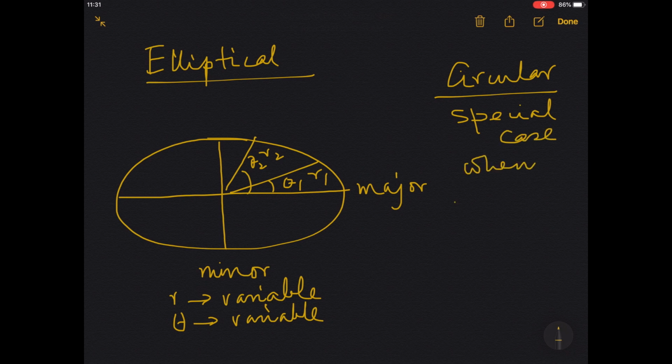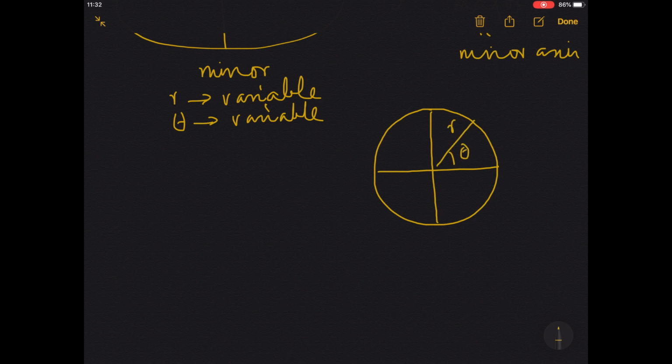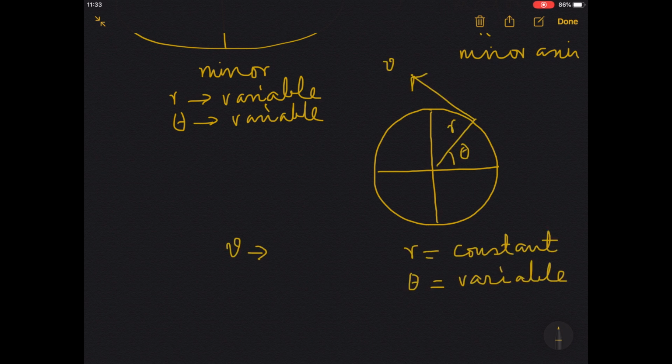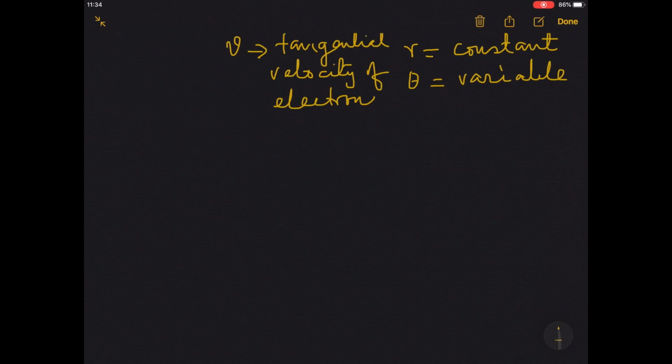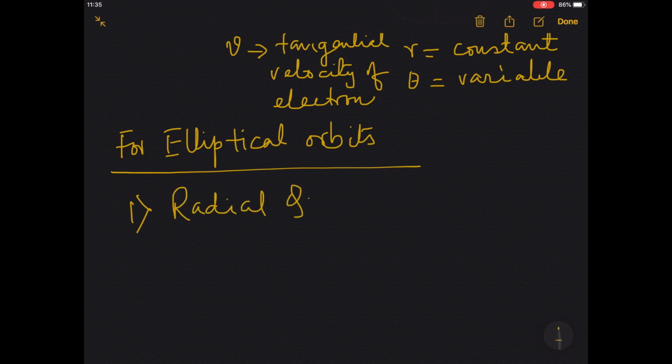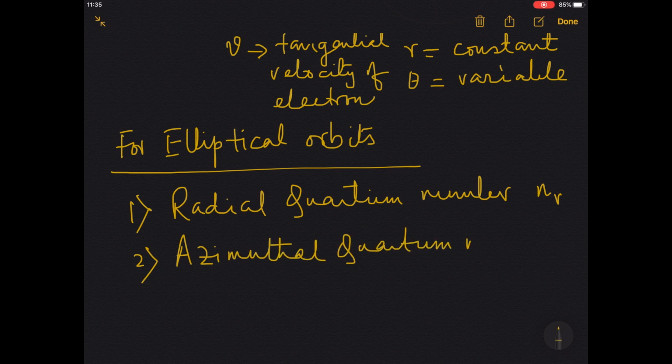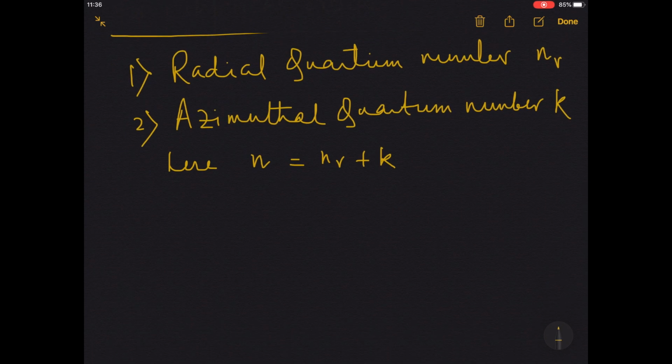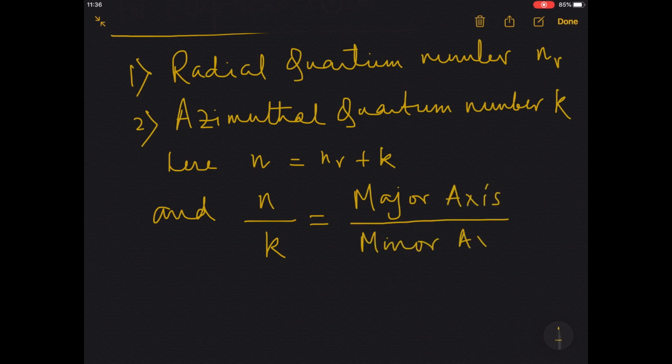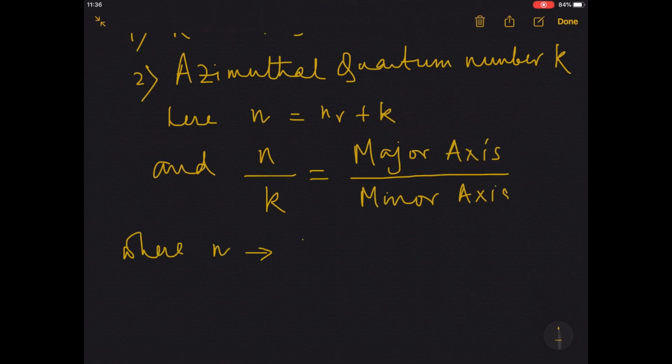A circular orbit is a special case of an elliptical orbit, when the length of the major axis becomes equal to the length of the minor axis, so the shape of the orbit is circular. If electrons revolve in an elliptical orbit, then the angular momentum shows two quantum numbers: 1, a radial quantum number nr, and 2, an azimuthal quantum number k, which are related to the principal quantum number n as n equals nr plus k, and major axis divided by minor axis is equal to n by k.